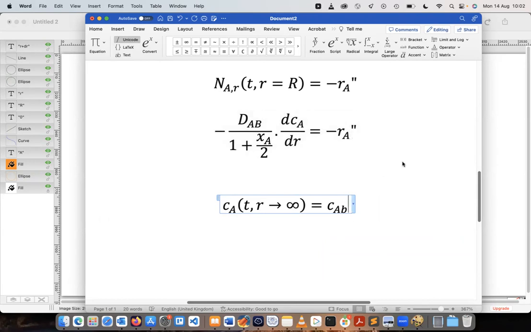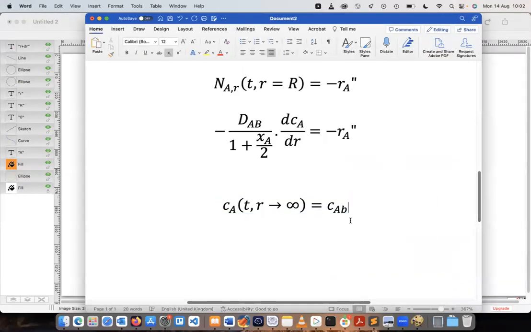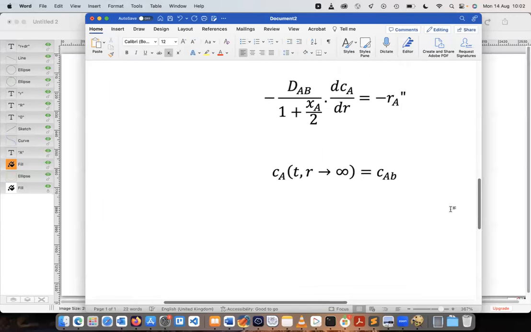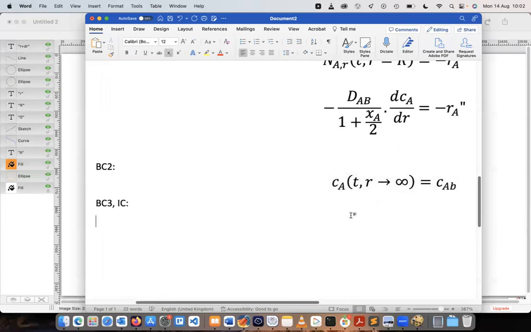So we have those two. And then we have the initial condition as well. So for the initial condition, I'll give you a minute to try that out. What do you think that initial condition would be in terms of CAB? So write down the initial condition for the concentration of A.